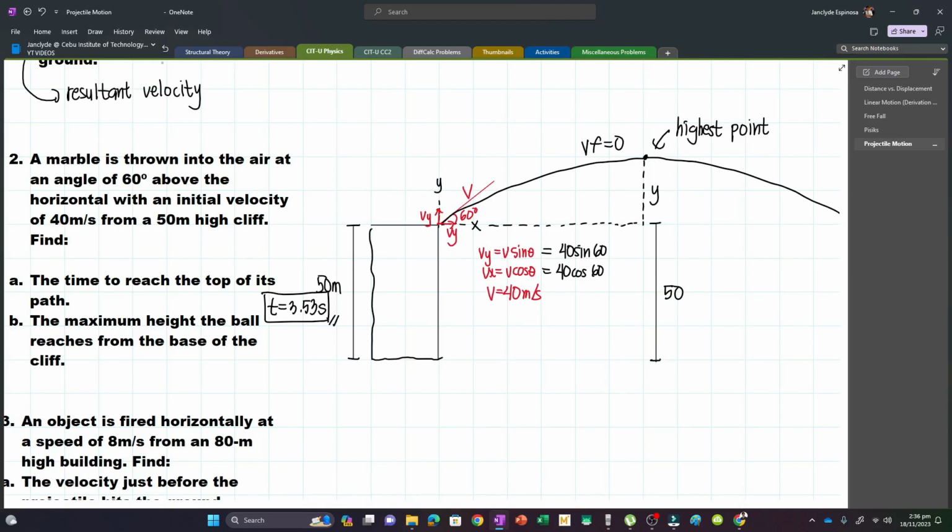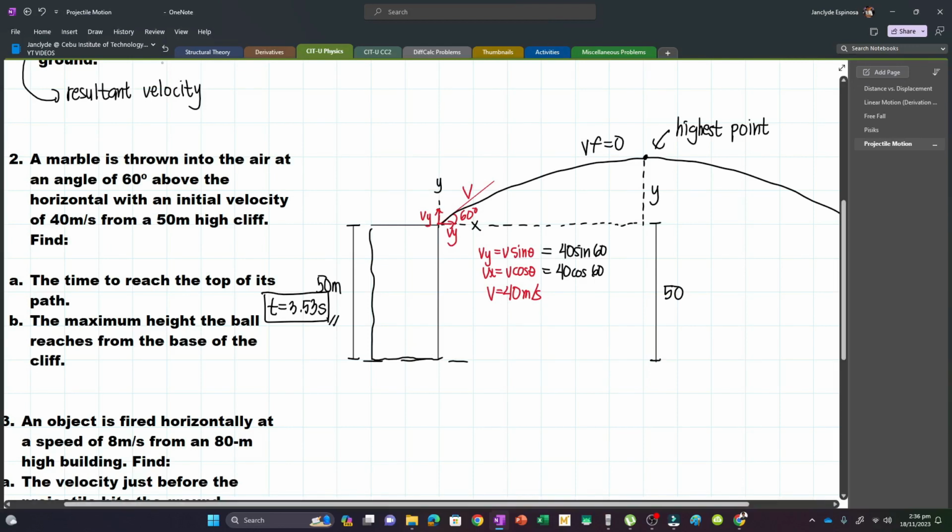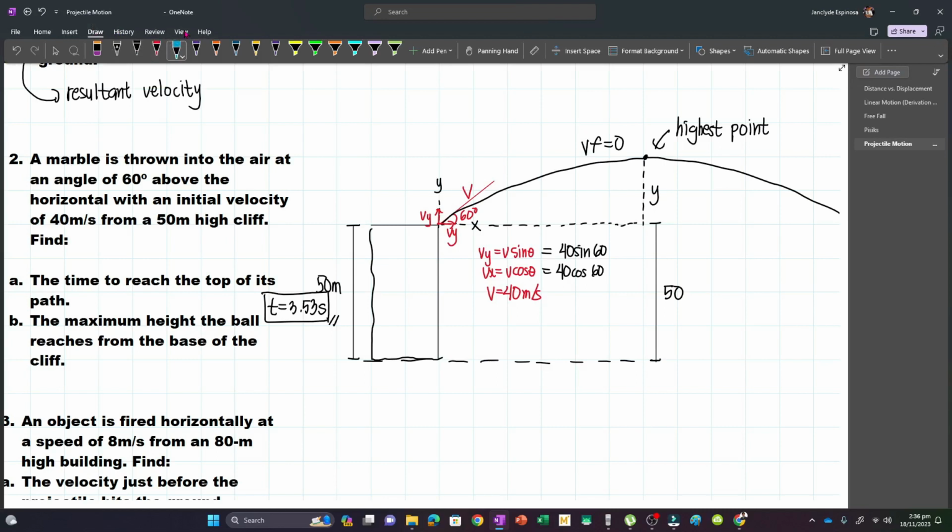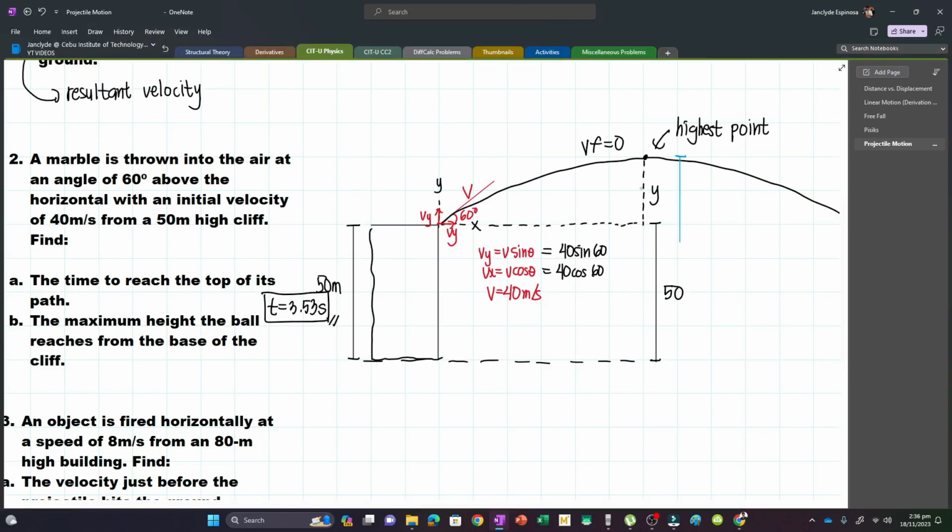The base of the cliff is along this line. So that is the base. And what we are looking for is the distance from the highest point down to the bottom. So we still need to compute for y.